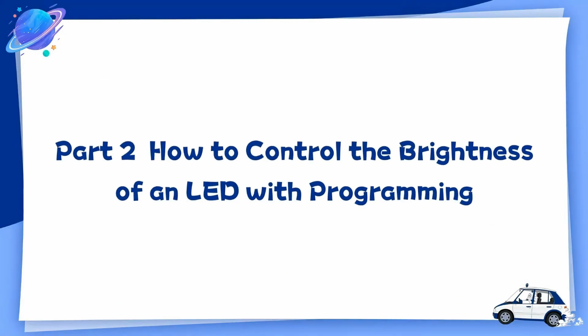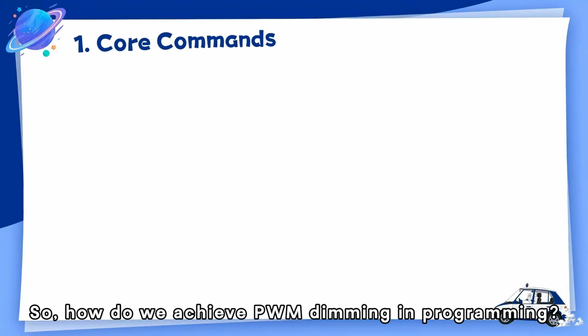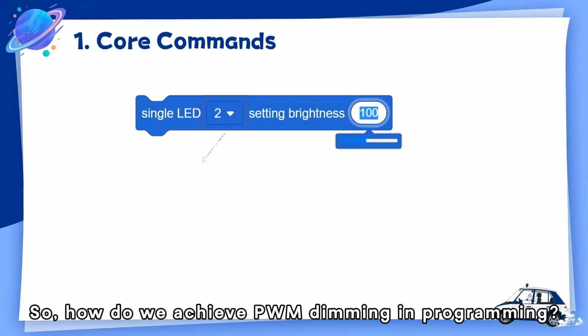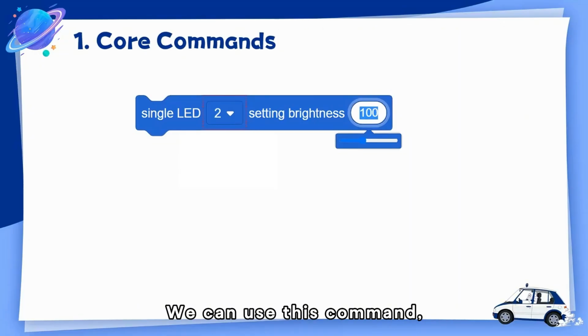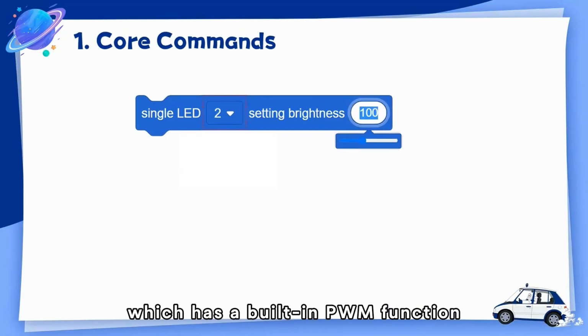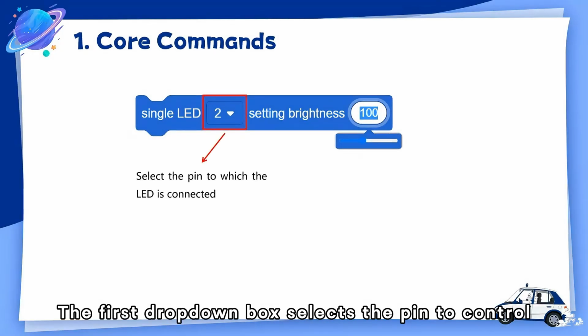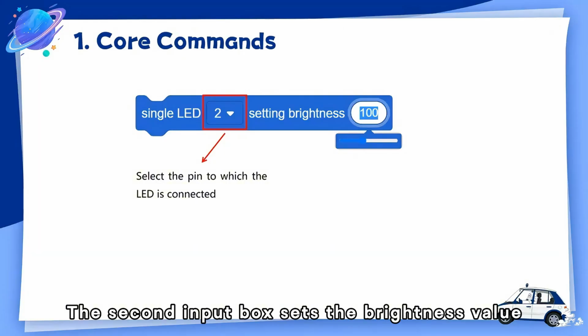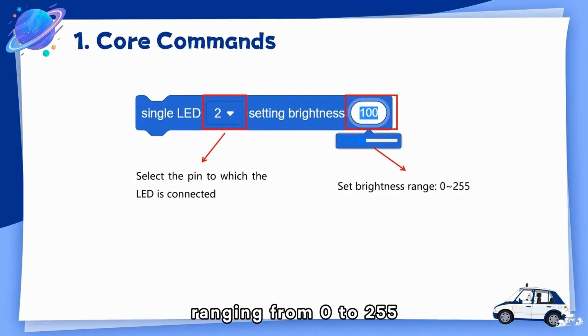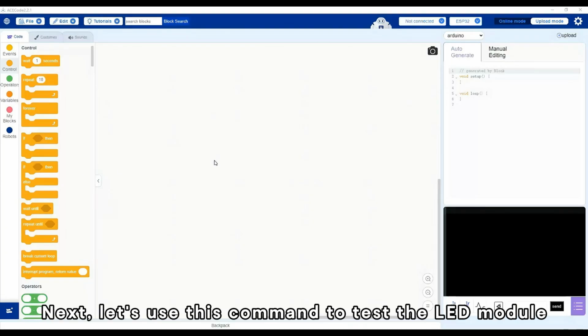Part 2. How to control the brightness of an LED with programming. So, how do we achieve PWM dimming in programming? We can use this command, which has a built-in PWM function, to adjust the brightness of the LED. The first drop-down box selects the pin to control. The second input box sets the brightness value, ranging from 0 to 255. Next, let's use this command to test the LED module.